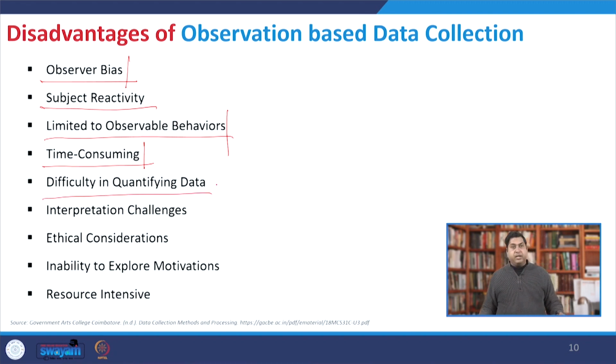Difficulty in quantifying the data, because whenever you observe, in some of the cases this is just a qualitative thing, that they feel like okay doing this and this. So quantifying that and applying statistical analysis in a straightforward way is difficult, but there are ways by which you can still use that qualitative data and transform it to a quantitative aspect. So we will discuss that with our case studies. Then interpretation challenges is the same thing.